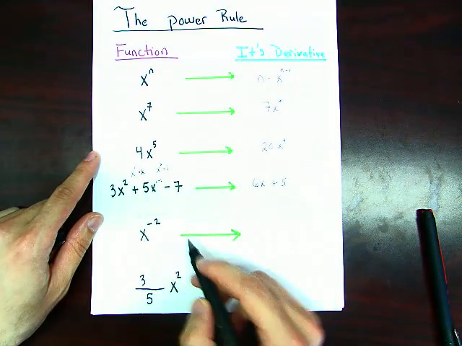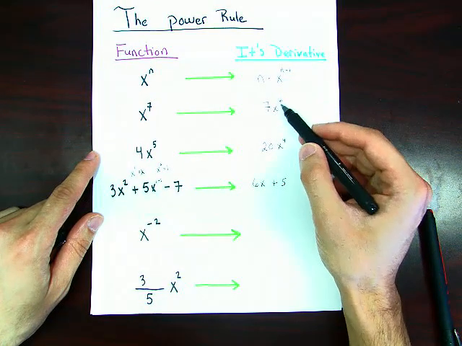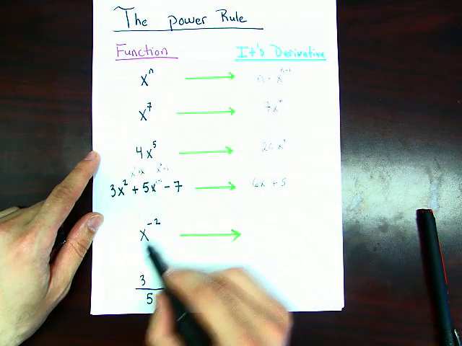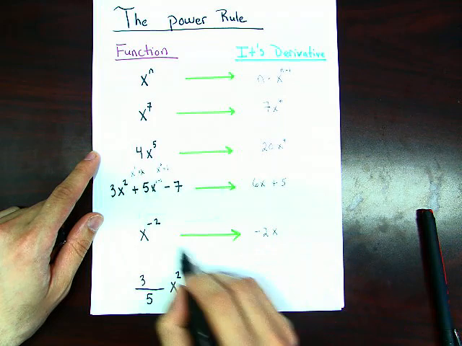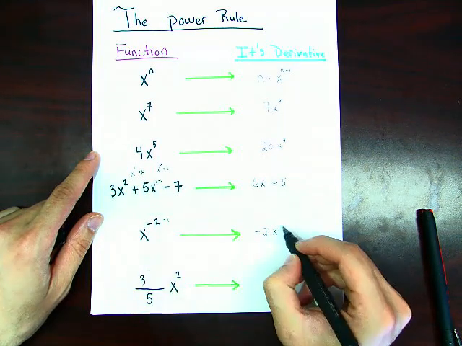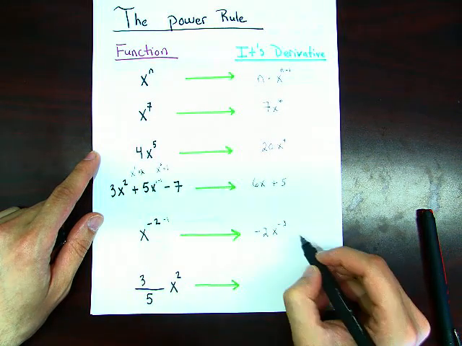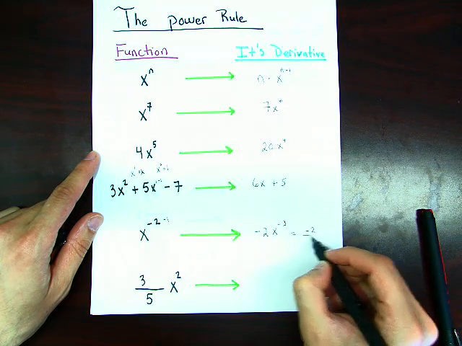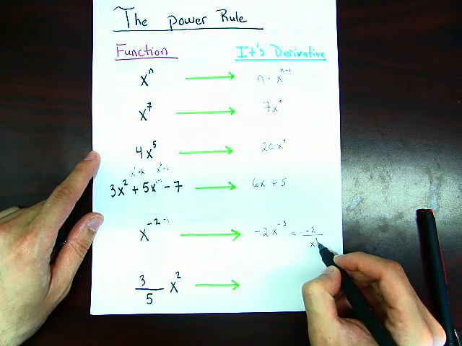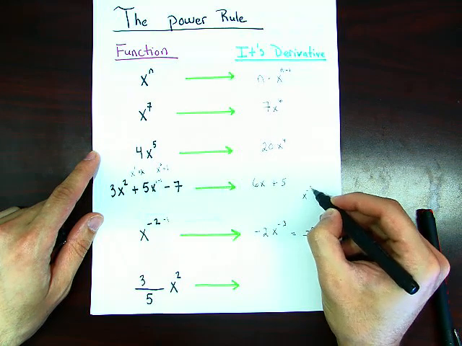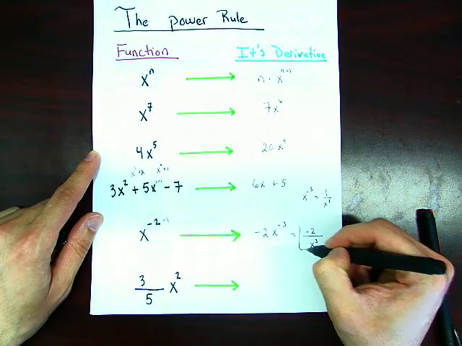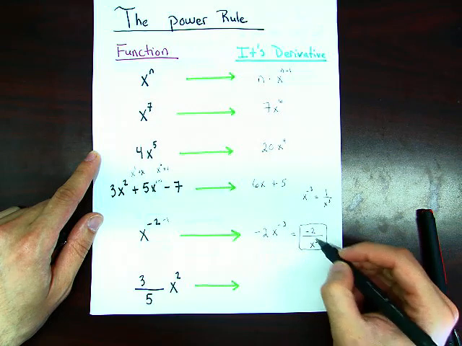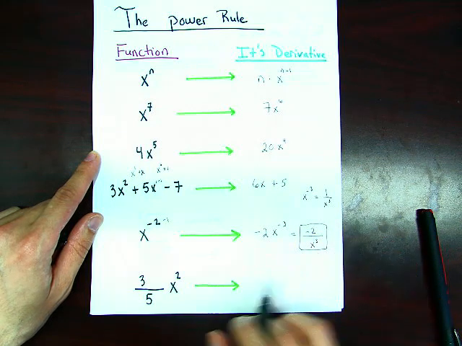Here, let's look at x to the negative 2. It's the same idea as here. Don't freak out just because there's a negative. It's just negative 2x. Now, what's negative 2 minus 1? It's just negative 3. But then I want to convert this to negative 2 over x cubed, because x to the negative 3 is equal to 1 over x cubed. And remember to always have it in positive exponents.